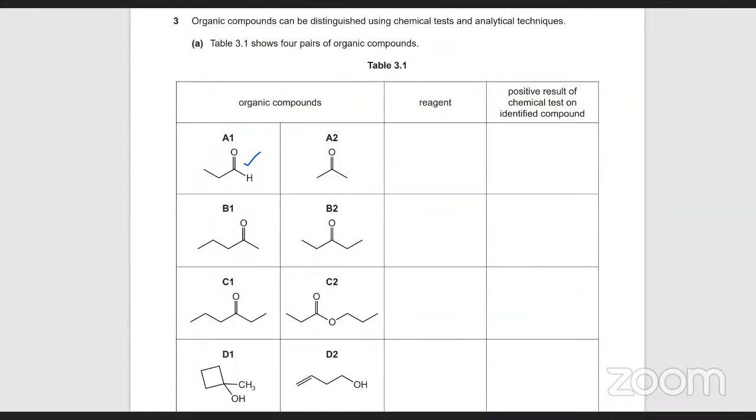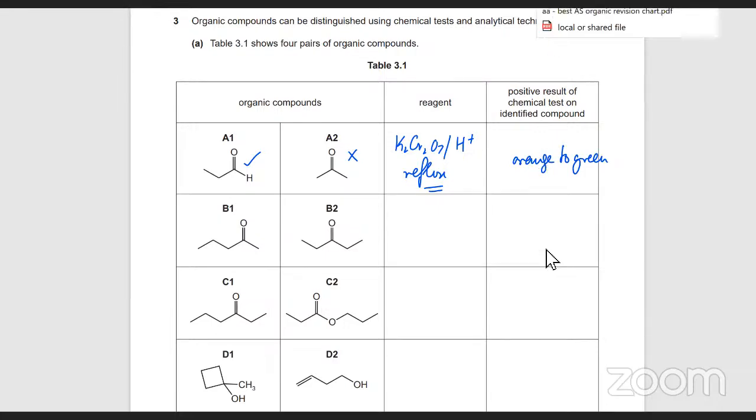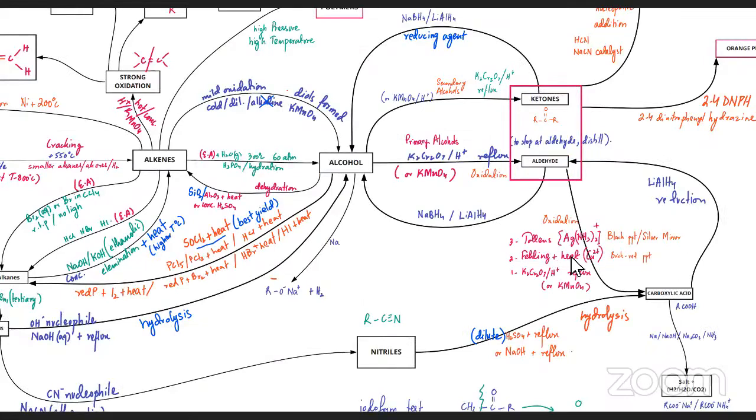So reagent जो add करोगे, that's going to be oxidizing agent K2Cr2O7, acidified and reflux. He's just asking for the reagent. Conditions नहीं मांगी. So the ketone is not going to give a positive test. Result is going to be orange to green. इसमें 2-3 और टेस्ट भी कर सकते थे कि you could have added Tollens, so you would get silver mirror. You could have added Fehling. You would have gotten a brick red precipitate.